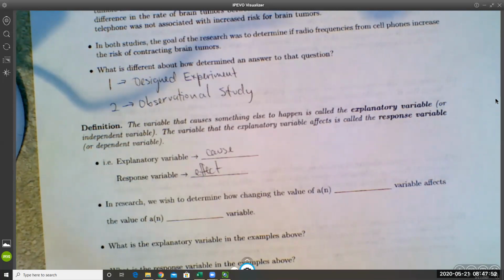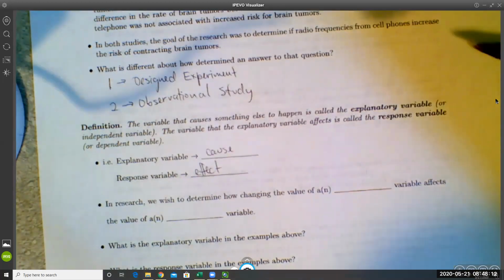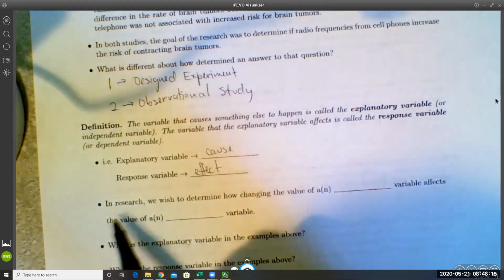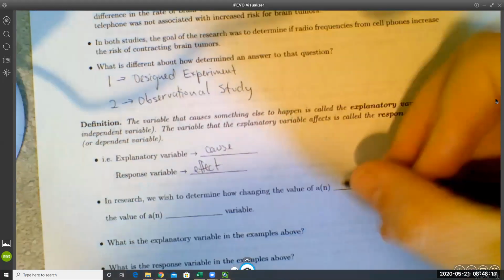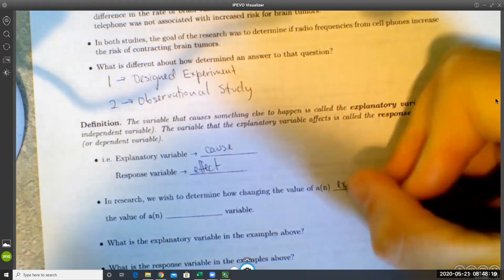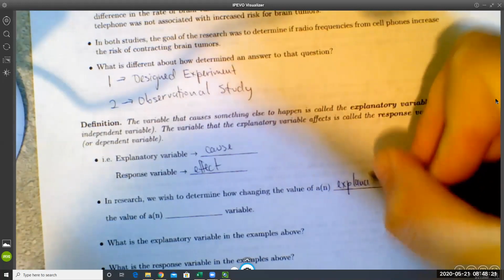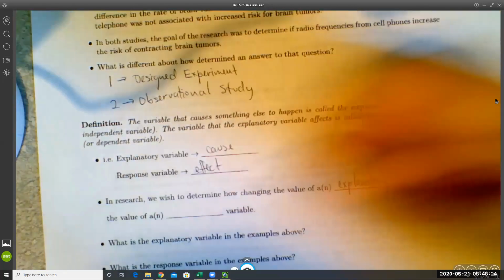And at least in theory, the researcher might have an idea that this particular variable is causing this other thing to happen. So the thing that we think causes the other thing to happen is called the explanatory variable, and what happens in response to that is called the response variable. So in research, we wish to determine how changing the value of an explanatory variable affects the value of a response variable.